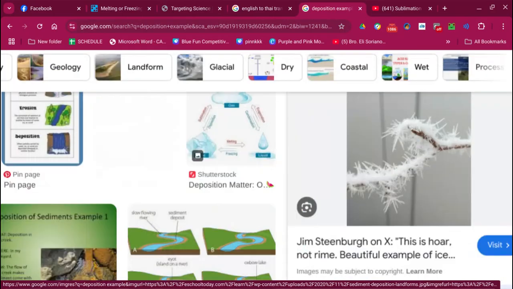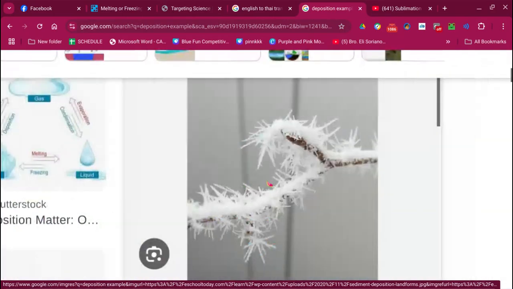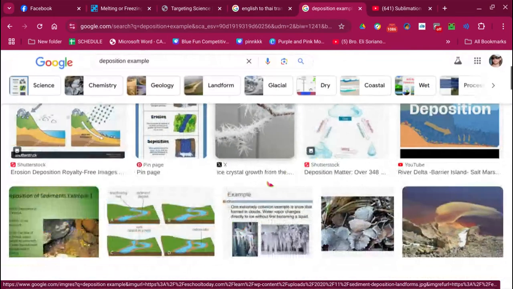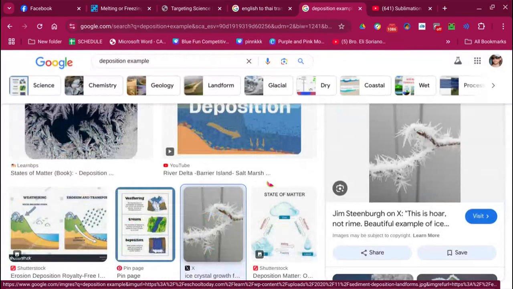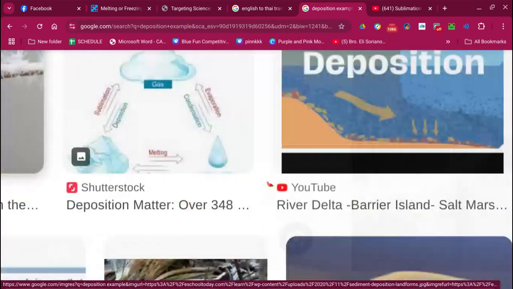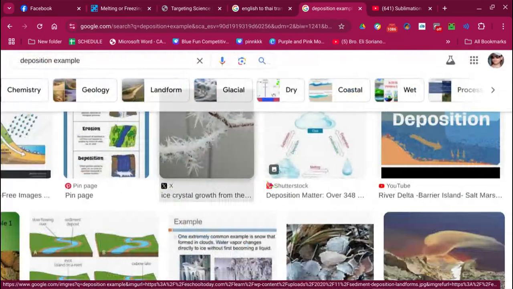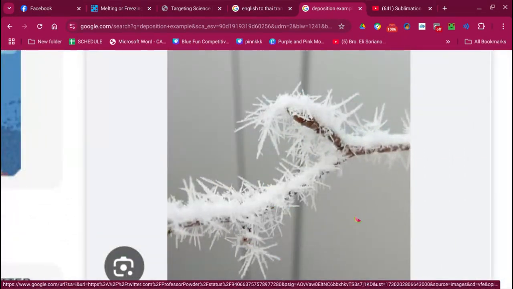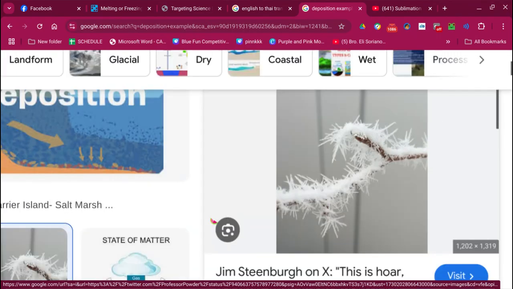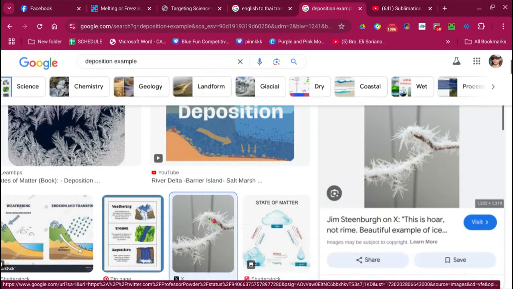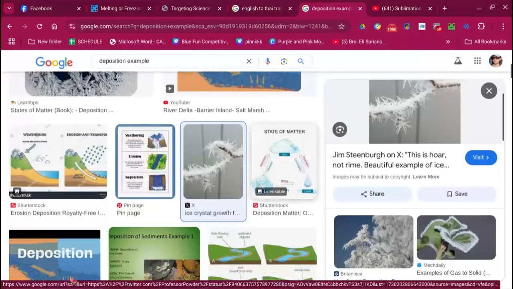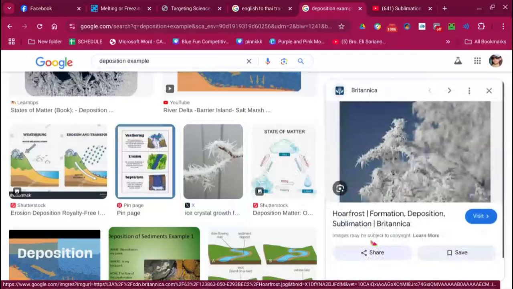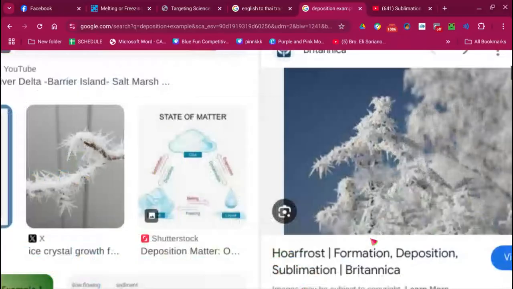This is the game that we did earlier, and you are correct. Here. This is freezing, right? Yes, it is freezing. Here, also beautiful.